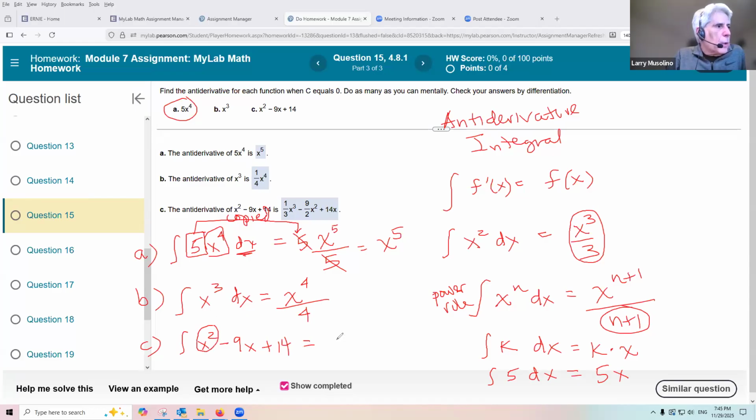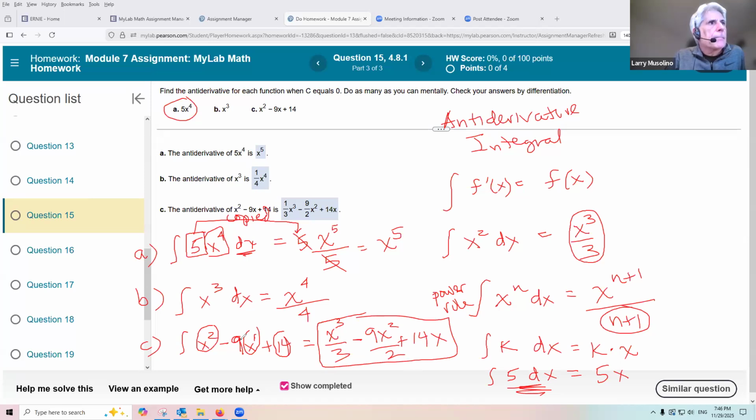The integral of x squared is x to the 3rd over 3. This 9, I'm just going to copy with me because that's a constant. Then I'm taking the integral of x to the 1. That's going to be x to the 2 over 2. How about the integral of 14? Well, that's the integral of a constant. That is just 14x. So here is the answer to part C. Okay, so this rule is very important for finding the integral of x to an exponent.